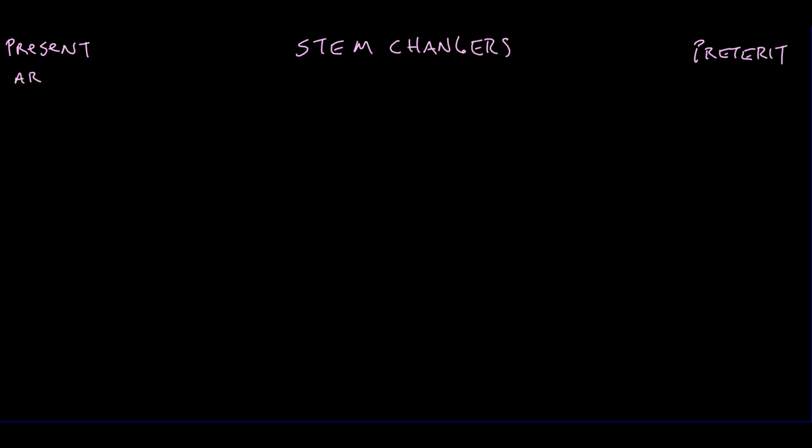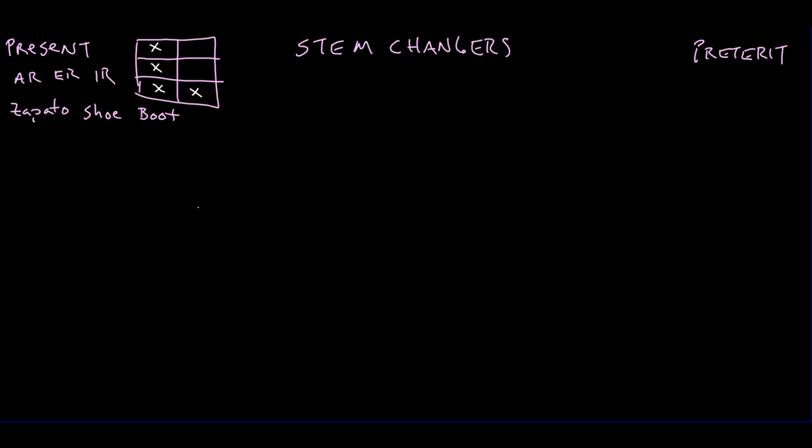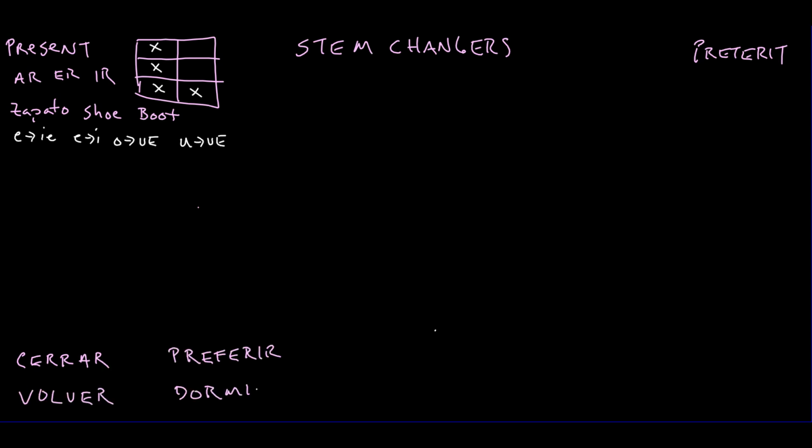In the present, our stem changers happen in AR, ER, and IR verbs, and they occur in boxes 1, 2, 3, and 6. Sometimes we give them a special name and call them zapato verbs, or shoe verbs, or boot verbs. What kind of changes can we have? We have E to IE, E to I, O to UE, and U to UE. A couple of examples: cerrar, volver, preferir, dormir. So those are E to IE, O to UE, E to IE, and O to UE.